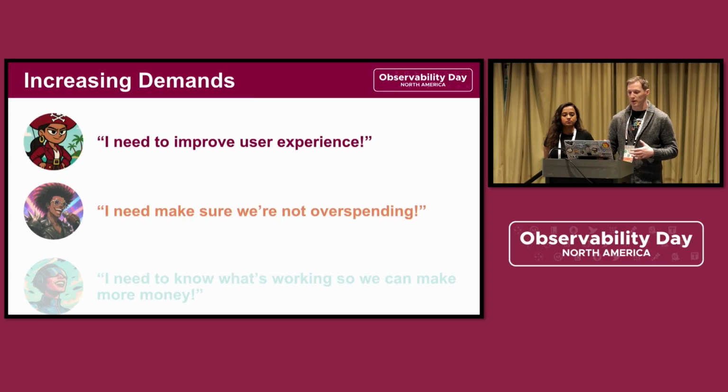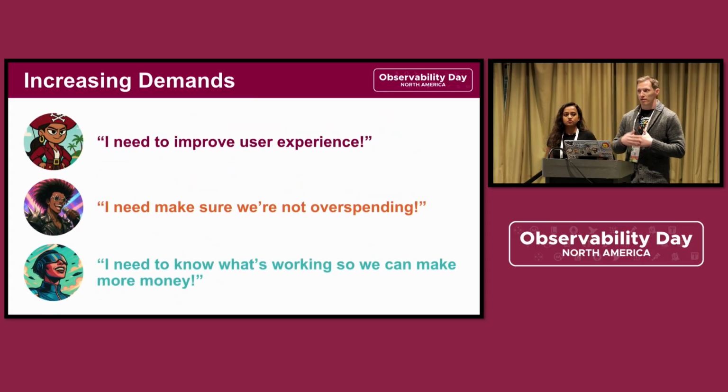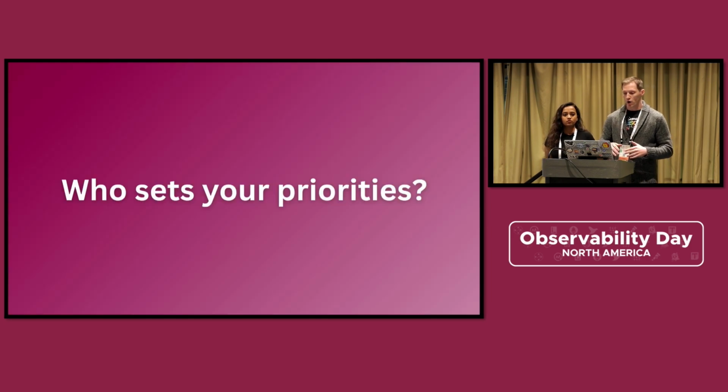So with that increasing demand, they're gonna keep on asking, how can I improve user experience, right? How can I make sure we're not overspending? How can I make sure we're making money so we're all employed next week? Organizationally, we need to ask the question, who is setting your priorities? They all have a valid stake in the observability of our platform, right? They all have a valid claim to making sure that their perspective is filled. So it becomes an organizational challenge to decide, how do we set priorities to make sure everyone gets their needs filled?